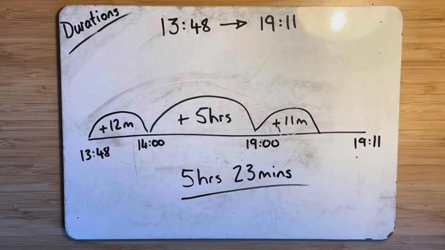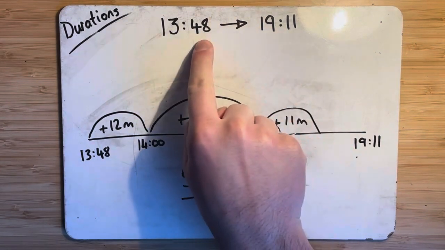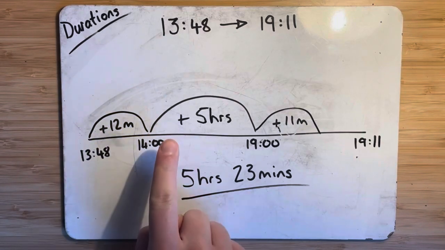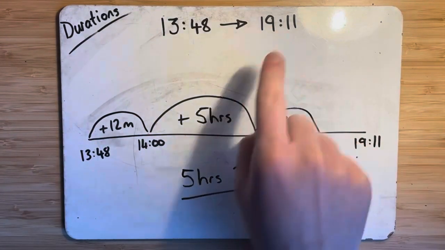So that's just one thing to watch out for, everyone. If you're doing your problems today, just have a wee look at your minutes first, and if the minutes on this side are higher, you're going to have to go about it this way. You're going to have to get up to the closest hour first and then work your way to this time.